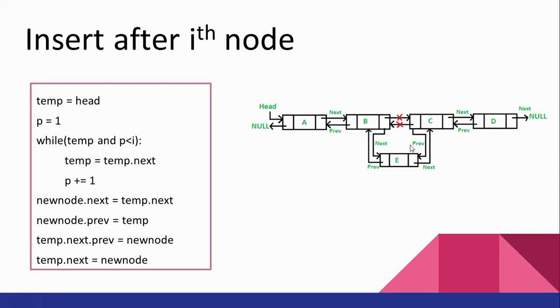So in order to insert a new node at some ith position, we need to traverse the list and identify the previous node of the ith position. The previous node's next pointer should point to the new node, and the new node's previous pointer must point to the current node where the temporary pointer is located. The new node's next pointer should point to the next of the current node, and the next node's previous pointer must point to the new node. Okay, so this is the case of inserting a new node at the ith position.